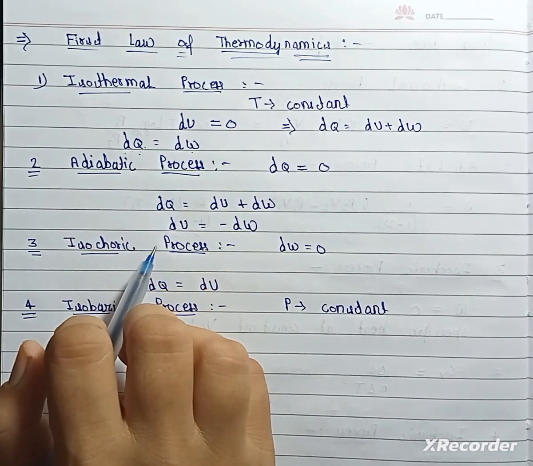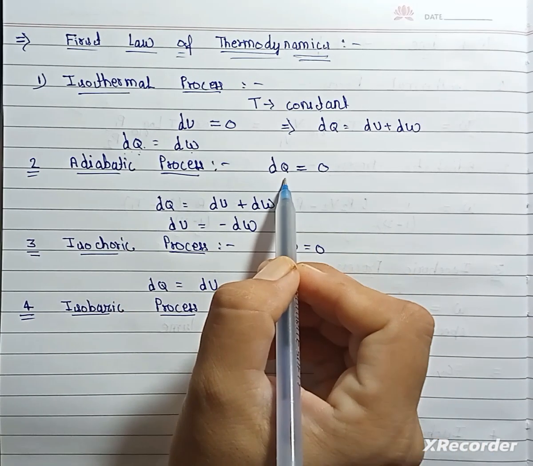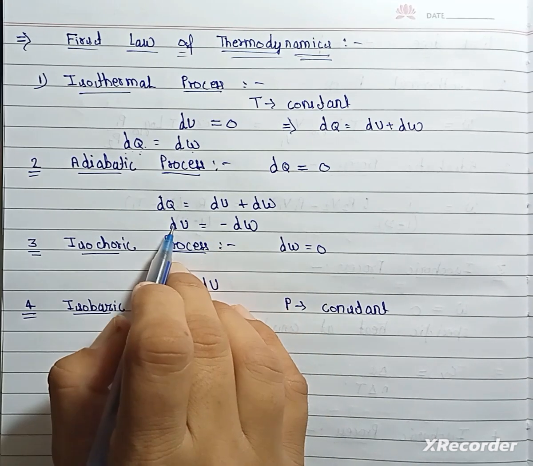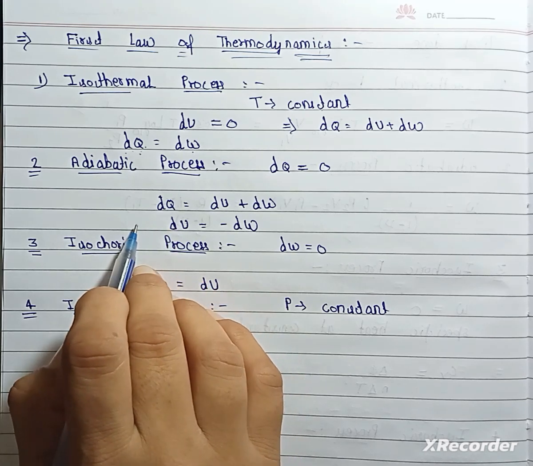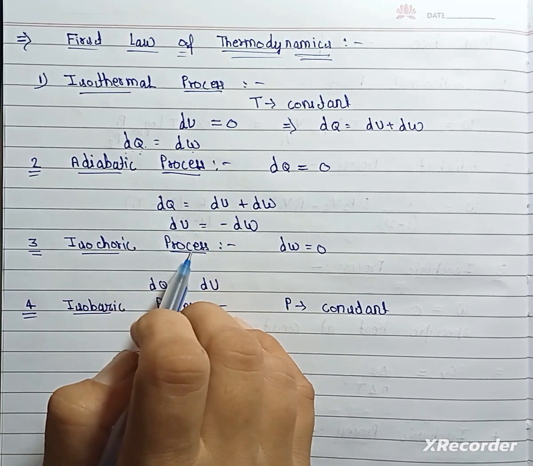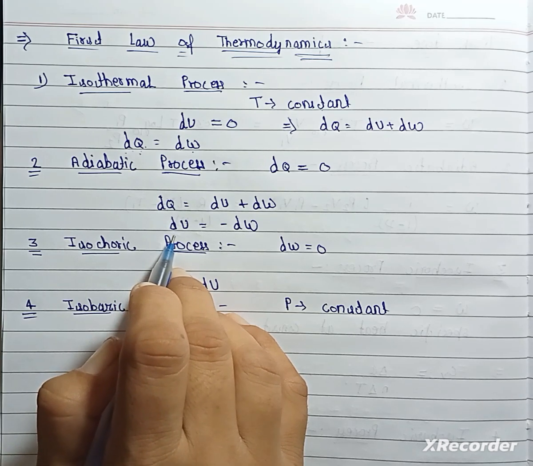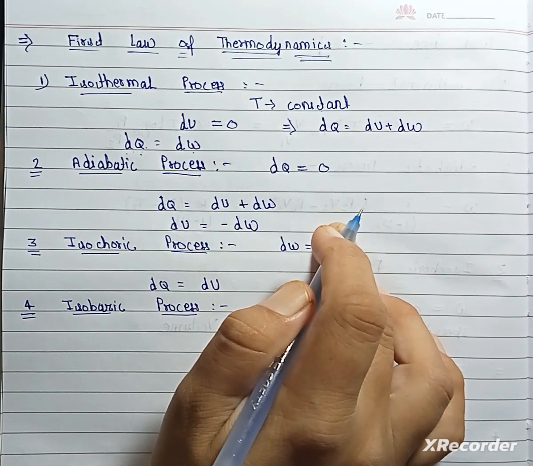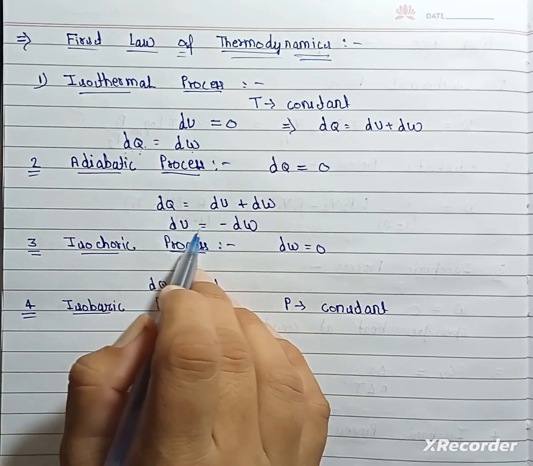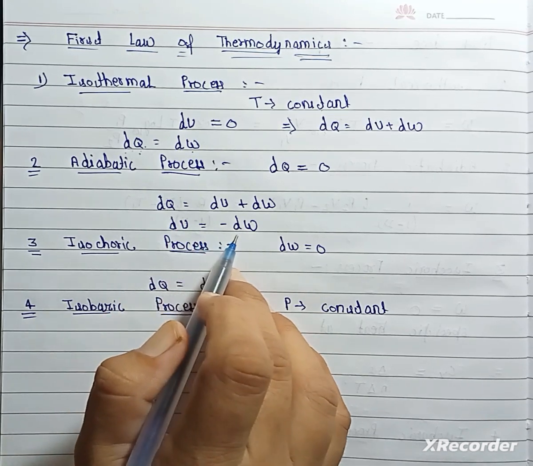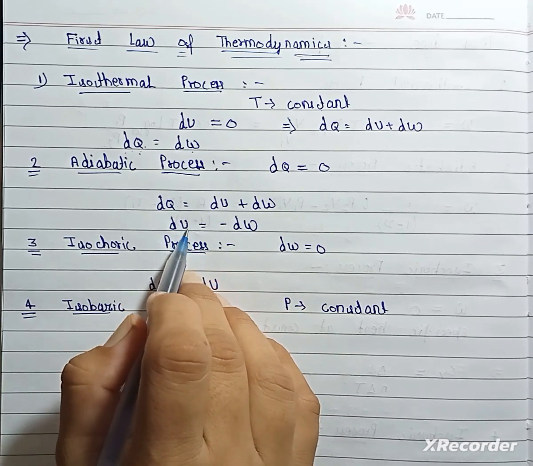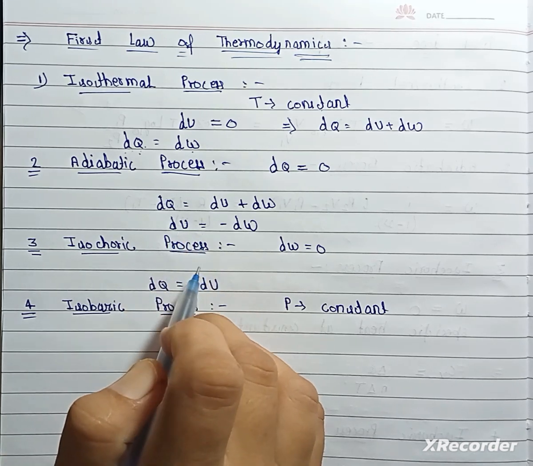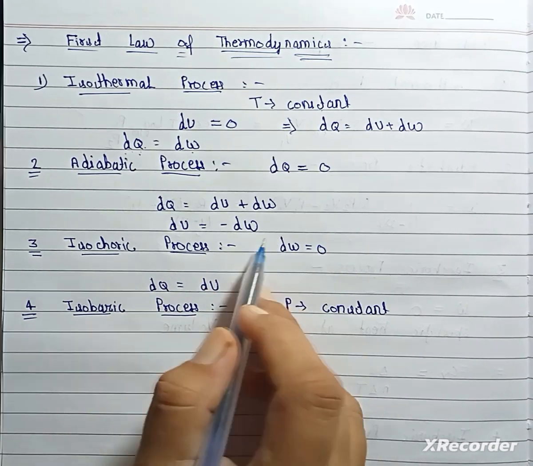Adiabatic process. In an adiabatic process, dQ equal to zero, meaning no heat enters or leaves the system. So here we can write dU equal to dW, since dQ is zero. So when a gas expands adiabatically, work is positive. Gas expands adiabatically, so dU must be negative, meaning the internal energy of the system decreases. Internal energy decrease means the gas will cool, and the reverse is also true.